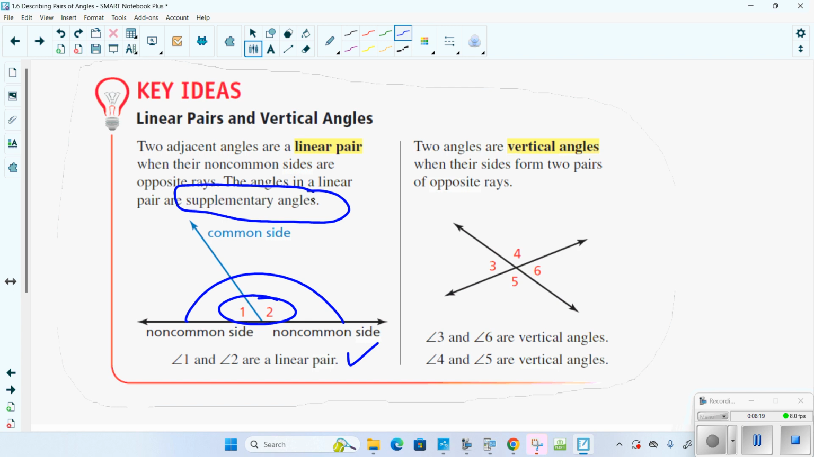The next one, vertical angles. Put a big star by this one. This is used a lot. We will have lots of proofs later on in the semester in which vertical angles are used. Vertical angles are opposite angles of two straight lines.